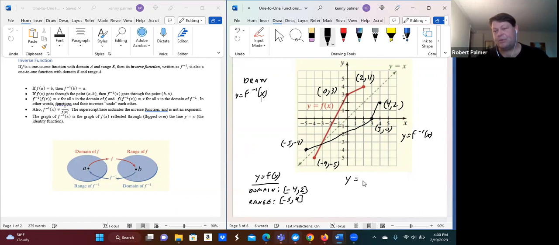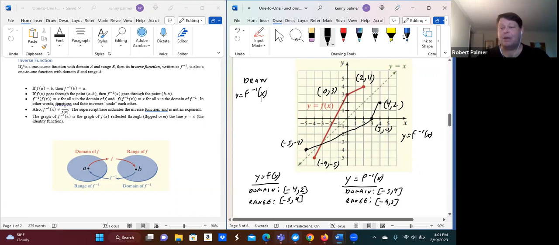So for the graph of y equals f inverse of x, its domain should be the range of the original one. We'll check that: -5 to 4. Right, it starts at -5 and goes to +4. Good. And its range should be the domain of the original function, which is -4 to 2. Once again, we'll double check that. Right, it goes from -4 up to +2. Good.